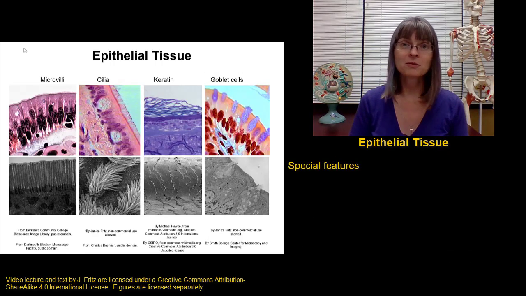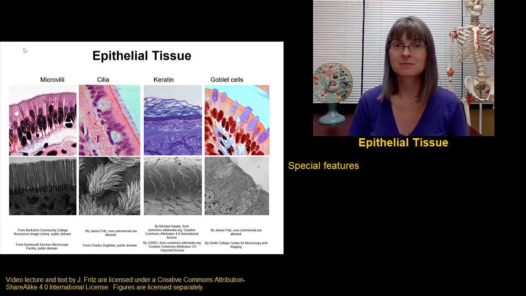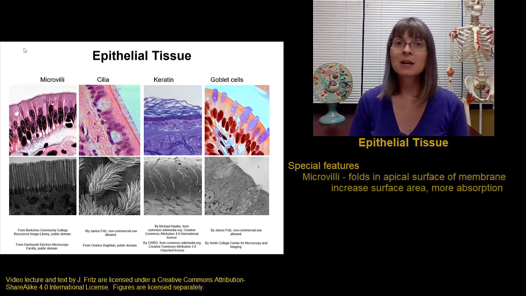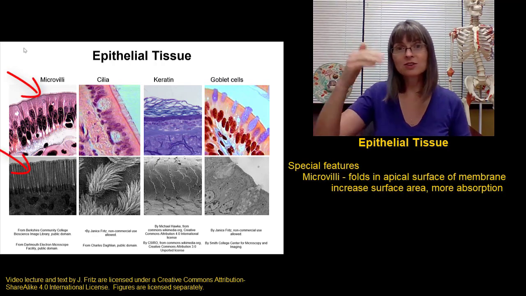Epithelial tissues have some other special features that we should talk about, especially when it comes to what's going on at the apical surface of the cells. Some epithelial tissues have what are called microvilli. Microvilli are folds in the surface of the epithelial cells.